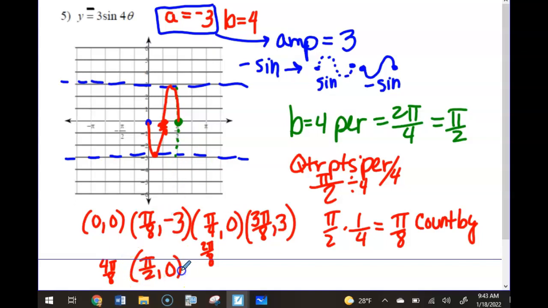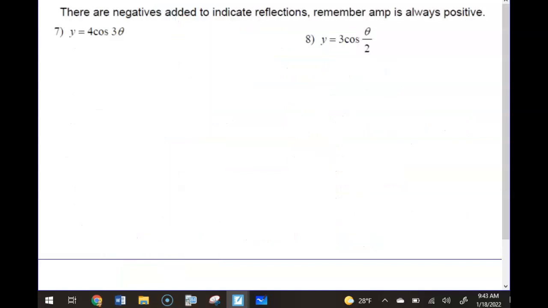So there's the ordered pairs. And the negative shape went down, but the amplitude remained a positive 3. All right. We're not going to graph these. These are negative. Oh, yes, we are.